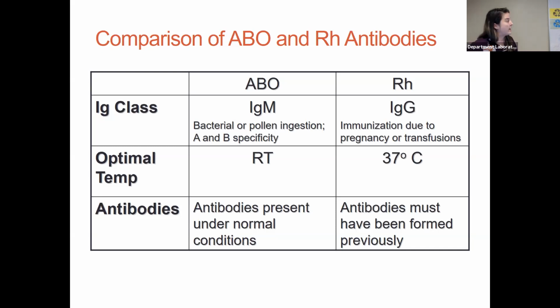ABO antibodies can react at room temperature. You're going to see that our Rh antibodies do not react at room temperature. They will only react at 37 degrees and in AHG testing.